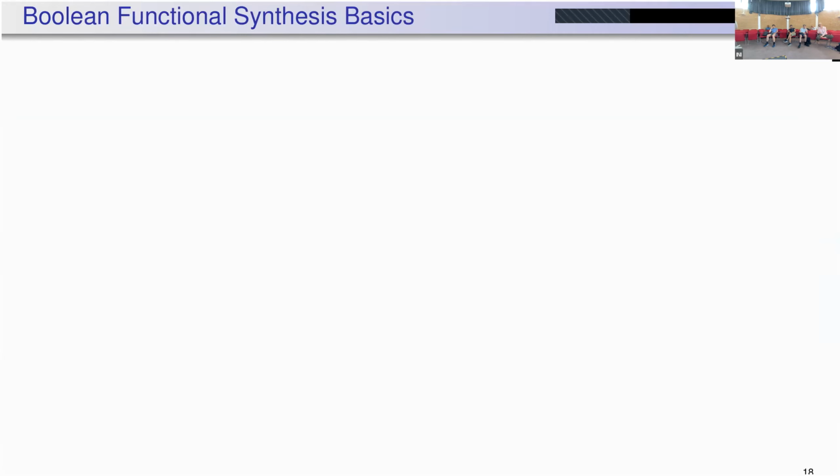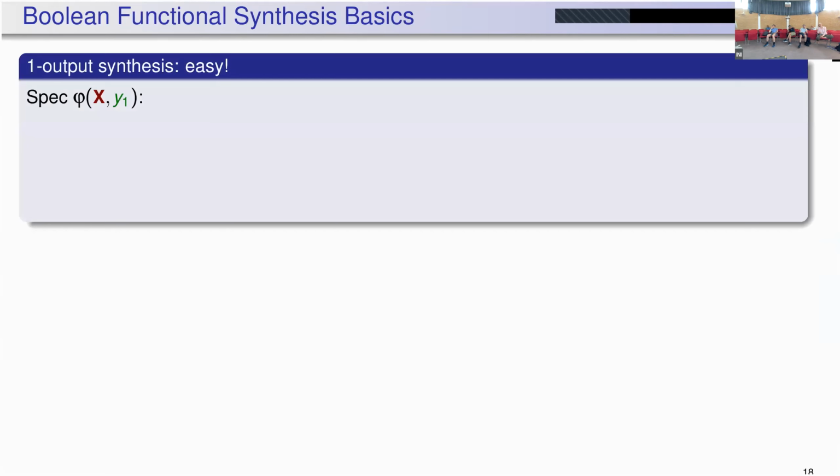So here is a kind of 101 of Boolean functional synthesis. Let me try to show you that some cases are really simple, and we reduce the more general case to the simple cases. For one-output synthesis, where there's just a single output, this is actually easy. Given the specification, you substitute 1 for the output to get a function in terms of only x, or you substitute 0 for the output, get a function in terms of x, and negate that. Both of these suffice.